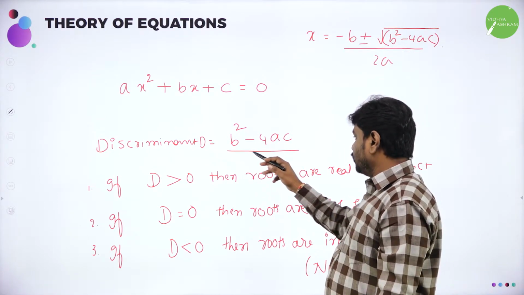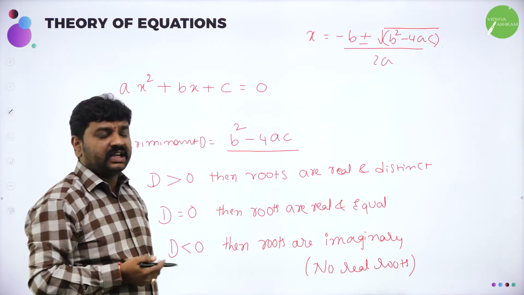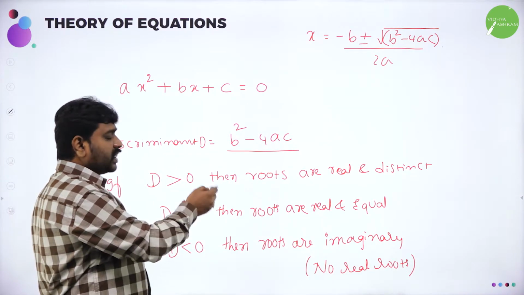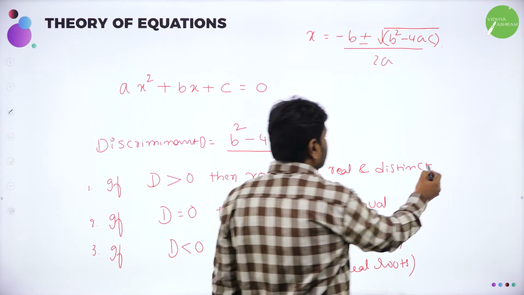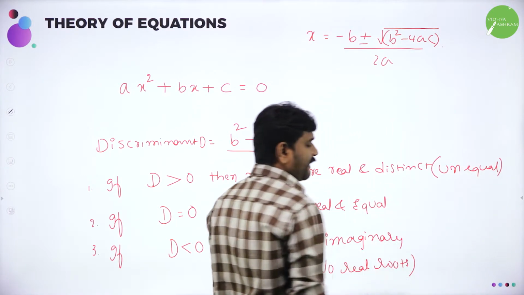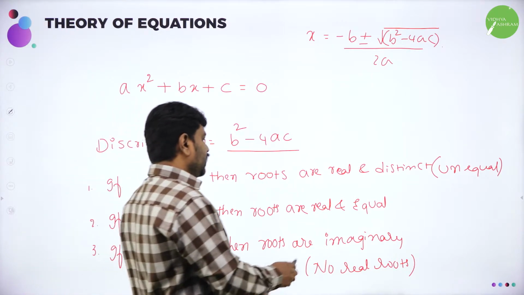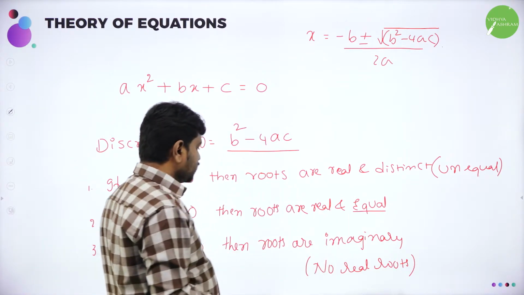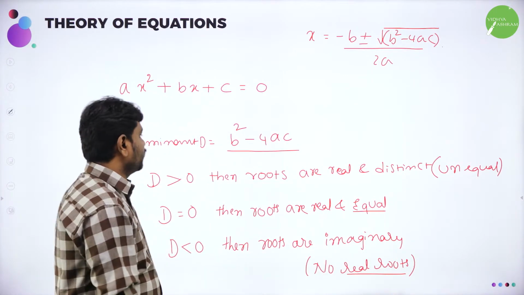And discriminant, without solving, just find discriminant to decide. D greater than 0, real and distinct roots. Distinct means what? We can also say unequal roots. Unequal, both are different roots. And if you get discriminant 0, roots are real and they are equal. And if you get less than 0, roots are imaginary, or we say no real roots. These are the three cases.